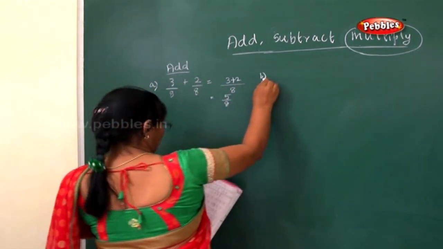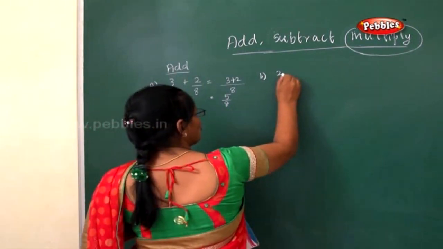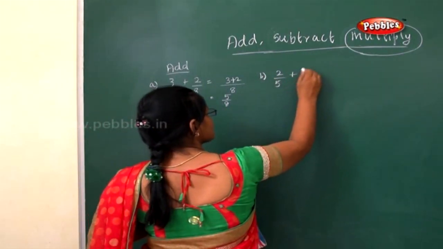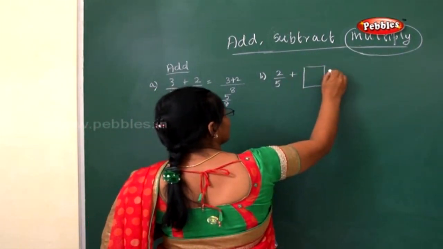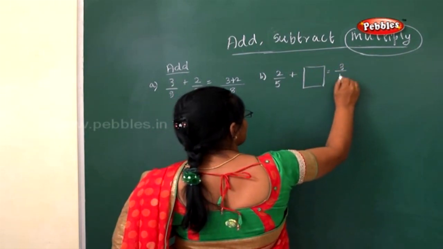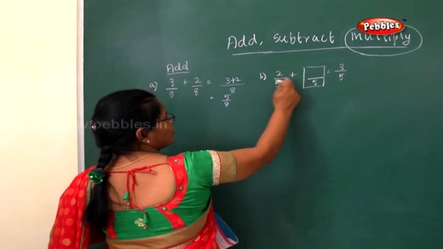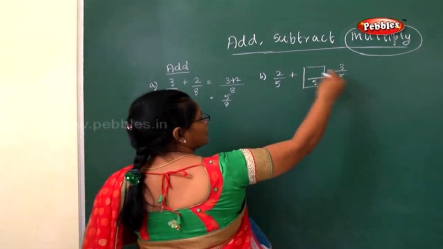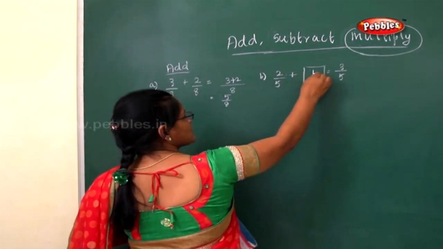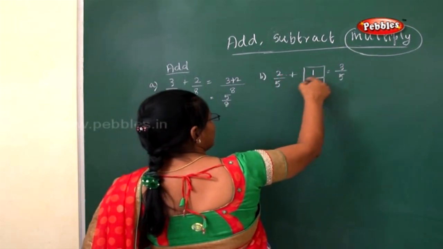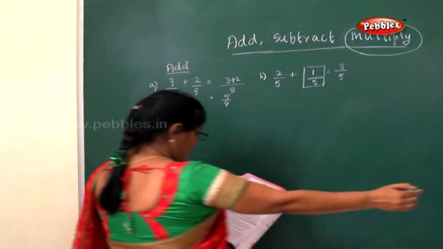Next sum, what is given is 2 by 5 plus a blank, and here they have given the answer as 3 by 5. The denominator will be the same here. Now what is it here? 2 plus blank makes 3. So it is 2 plus 1. 2 plus 1 is 3. So 2 by 5 plus 1 by 5 is 3 by 5.